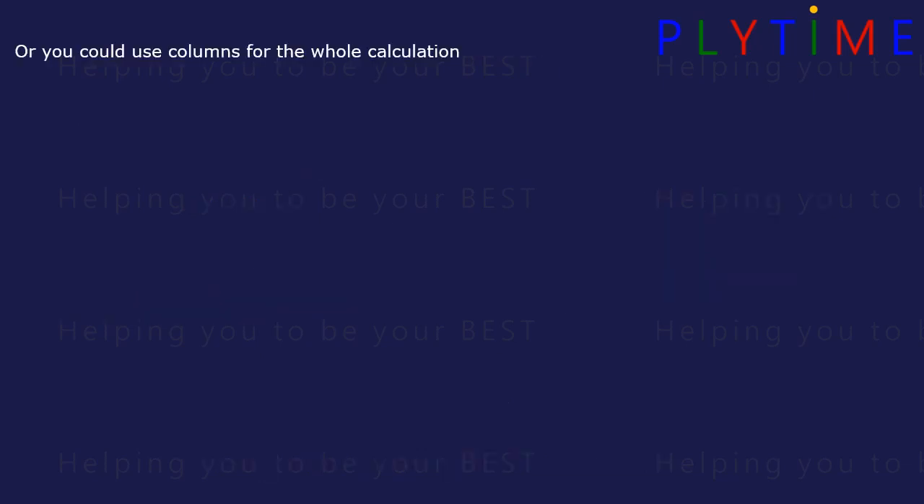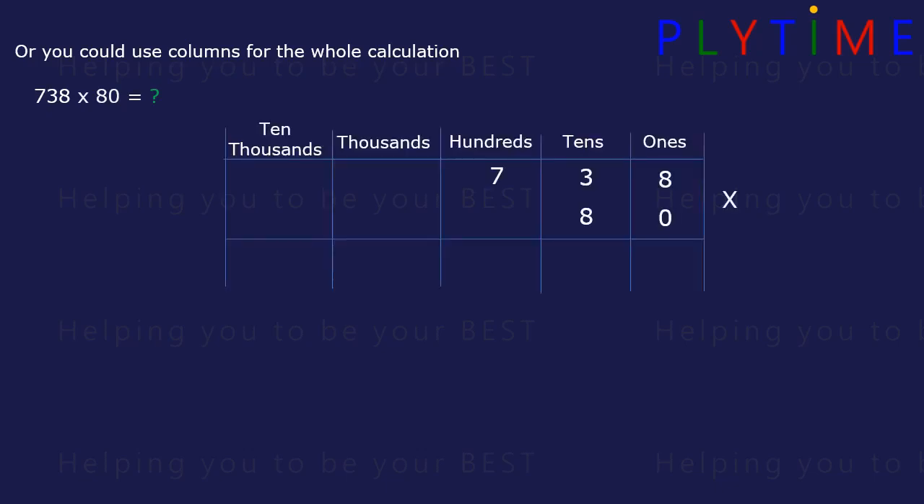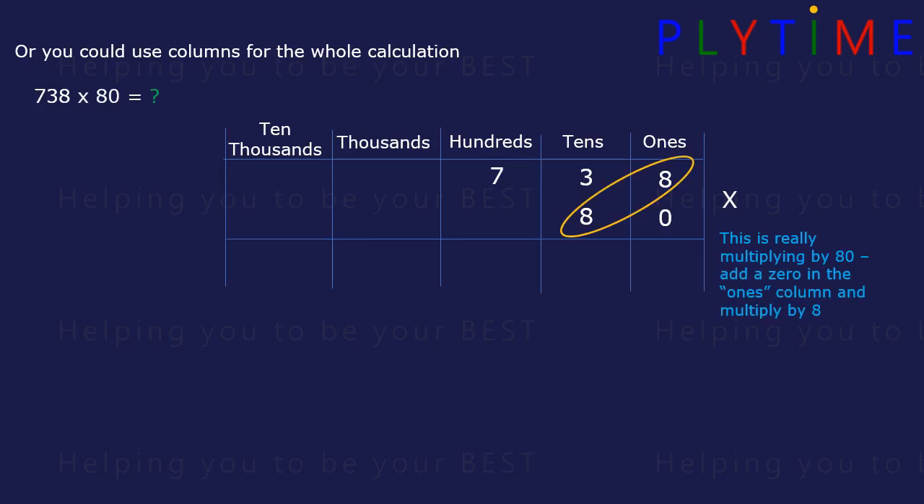Or we could use columns for the whole calculation. 738 multiplied by 80. In our columns, multiplying by 0 is 0, so we move straight to the tens column. And we're really multiplying by 80, so we add a 0 in the ones column and then multiply by 8. 8 times 8 equals 64. We write our 4 and carry 6 forwards.